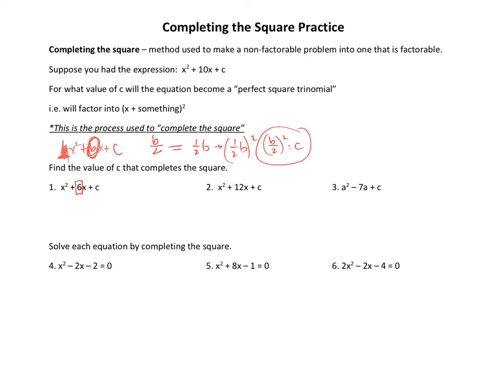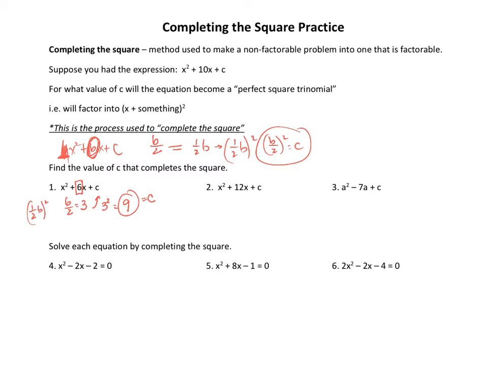So over here, what I'm saying is you take this 6, take half of it. So 6 over 2 gives me 3. And now to get the c value, I'm going to take the 3 and I'm going to square it, so that gives me 9. So that's the value of c that I'm looking for. So you take 1/2 of the b value and then square it.